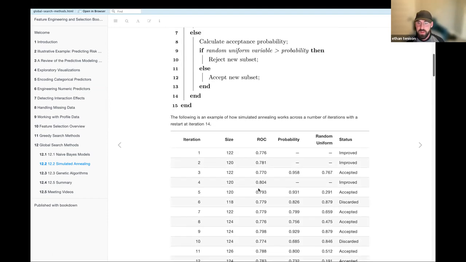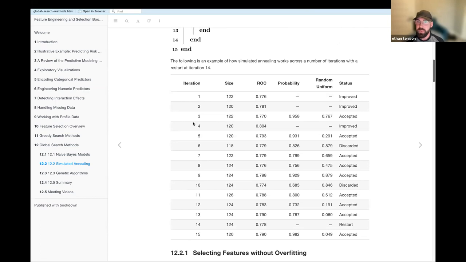And I believe this is a table that describes what is happening. So here are the iterations. Here's the size of your predictor space, ROC, which is the performance estimate. And then the first thing is your probability of accept. So that is calculated, and you see how it looks like it gets narrower and narrower.